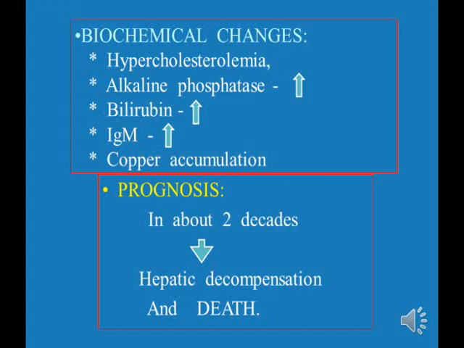Biochemical investigations: hypercholesterolemia, and alkaline phosphatase, a liver enzyme, will be increased. As liver function is affected, bilirubin will be increased. As primary biliary cirrhosis is of autoimmune type, immunoglobulin IgM will be increased. In Wilson disease, copper accumulation occurs, and serum copper levels will be increased. Prognosis: in about 2 decades, it can lead to hepatic decompensation and death.